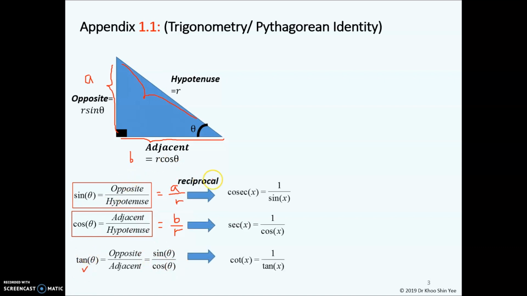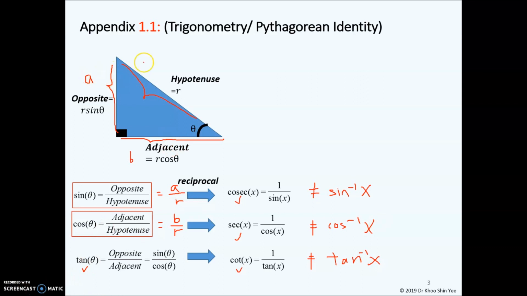And if we take the reciprocal for these three functions, you should be able to get the cosecant, secant, and cotangent. So please remember this. Please be careful that this function is not equal to the inversion function for sine, and 1 over cos is not equal to the inversion function for cos as well, similar to tangent. Make sure you won't make this mistake.